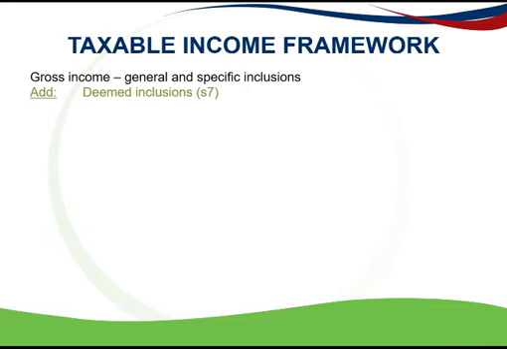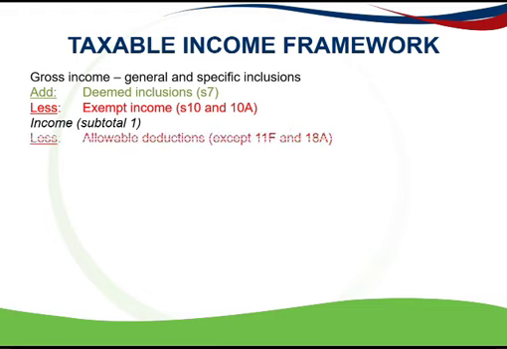To this, we add any deemed inclusions, which are our Section 7 deeming provisions. And from that, we less any exempt income. So in terms of Section 10 or Section 10A, amounts that are not included or have to be exempted from gross income. Then we total that up and it gives us our first subtotal, which the Act refers to as income, a defined subtotal. So income means gross income less exempt income.